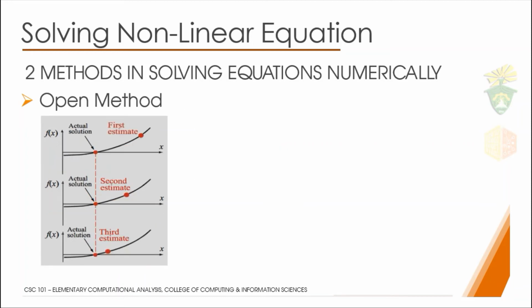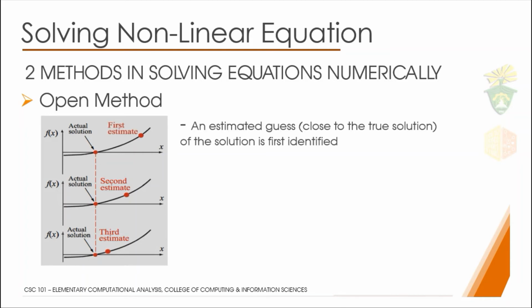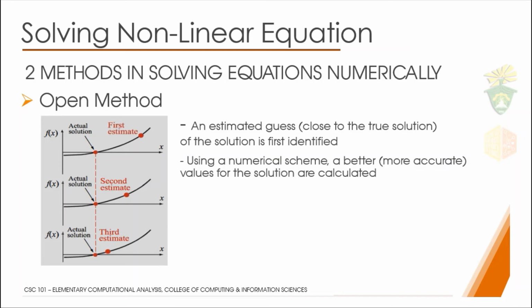On the other hand, for the open methods, as shown in this figure, an estimated guess of the solution is first identified. Unlike the bracketing method, which requires an initial interval, the open method requires one initial guess for the solution. The initial guess should be close to the actual solution. And then by using a numerical scheme, better and more accurate values of the solution are calculated.